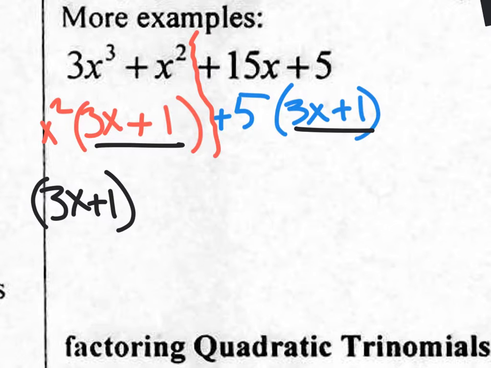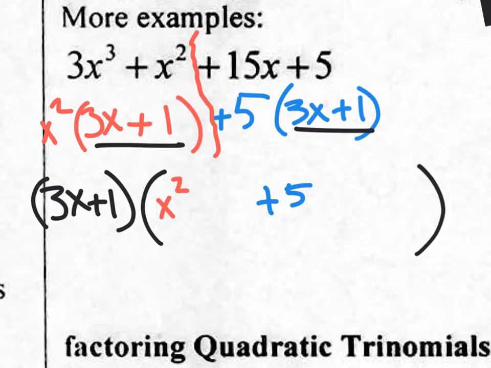Now, if I were to pull it out, what would be left over? I'm going to exaggerate the parentheses here. If I pull out the 3x plus 1 from my first group, what's going to be left over? Just the x squared. This is gone, so just the x squared is going to be what's left. So you bring that down. If I were to pull out this 3x plus 1 from the second group, what's going to be left? Just the plus 5. So I bring that down, just plus 5.